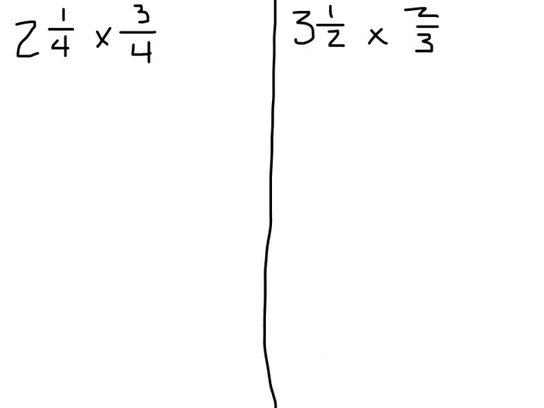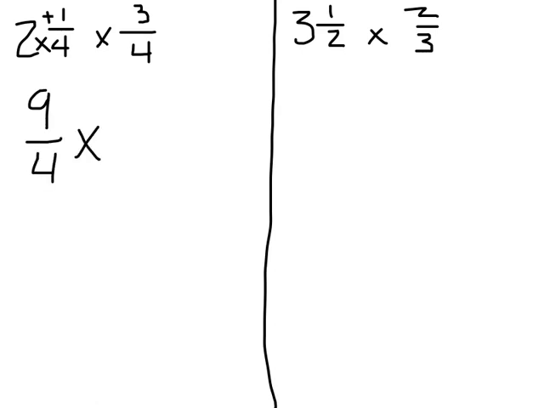Let's do a couple more examples. What's 2 and 1/4 times 3/4? First, I need to change 2 and 1/4 into an improper fraction. What's 2 and 1/4 written as an improper fraction? Well, 2 times 4 is 8, plus 1 more is 9/4.